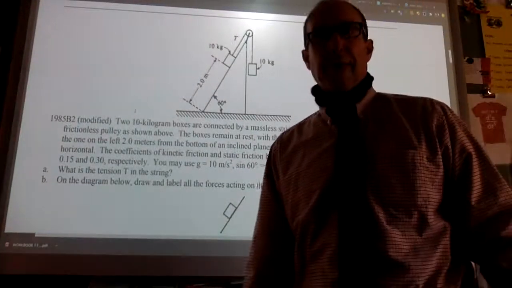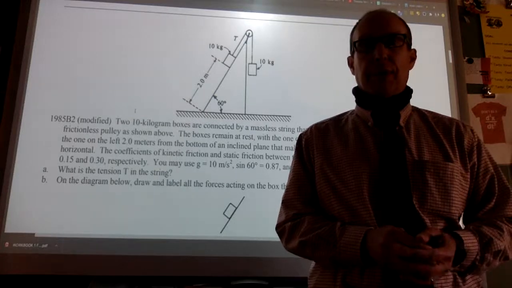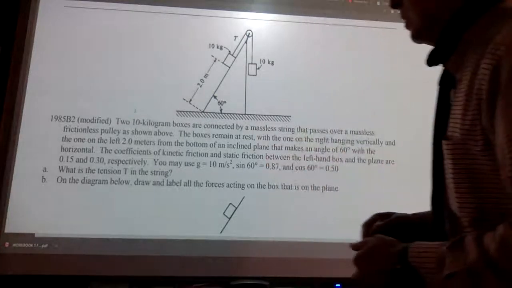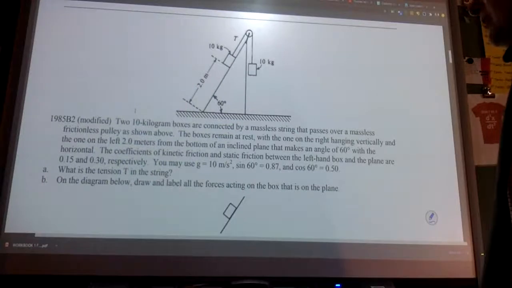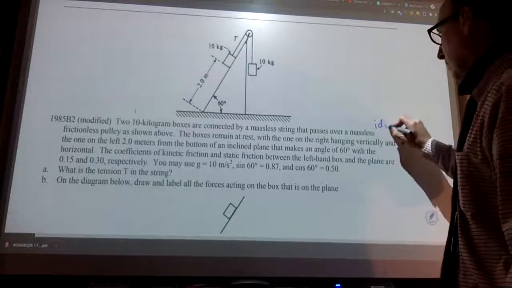This is 1985, number 2. This would be an Fnet equals 0 problem. Two 10-kilogram boxes are connected by a massless string that passes over a massless frictionless pulley as shown above. So that would be ideal.